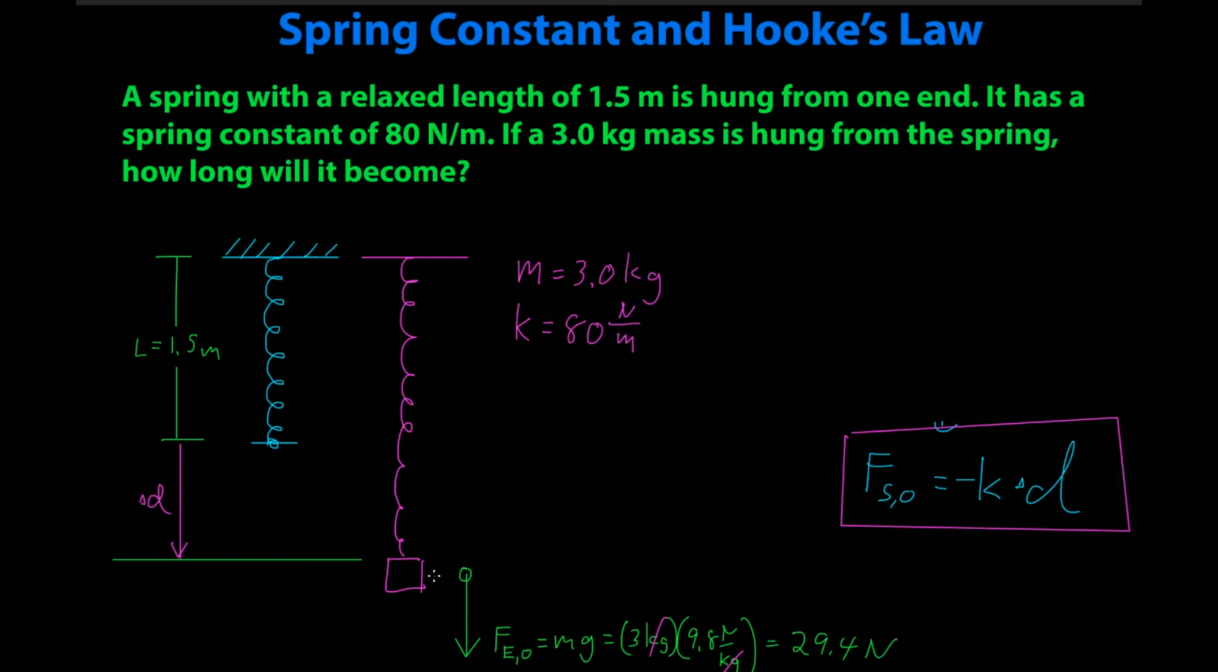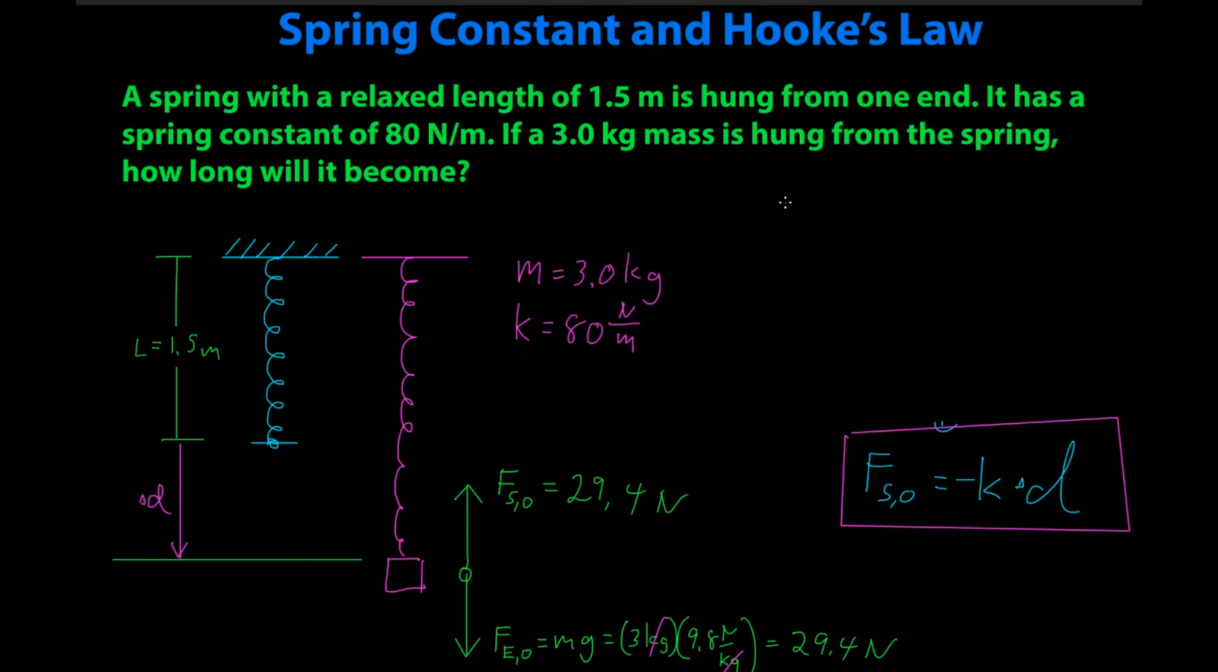Well, this mass is at rest. It is not going anywhere, which means I need a force opposing that, and this, of course, is force of spring on object. And if this mass is not going anywhere, it has no acceleration, therefore net force is 0, therefore force of spring on object must be 29.4 newtons. So I now have the force of the spring.